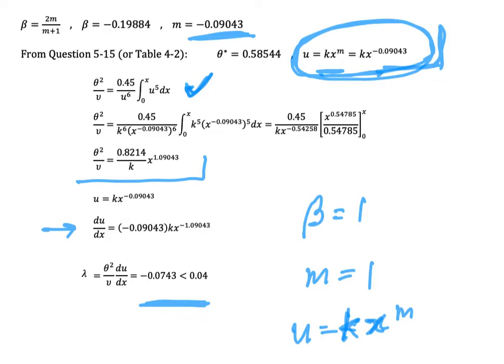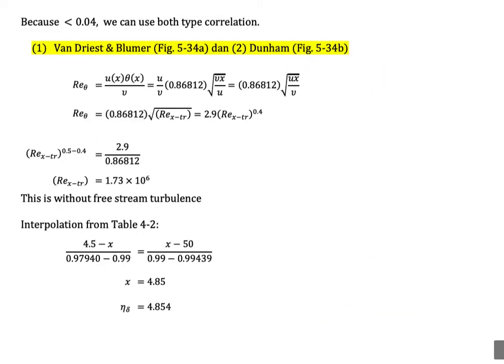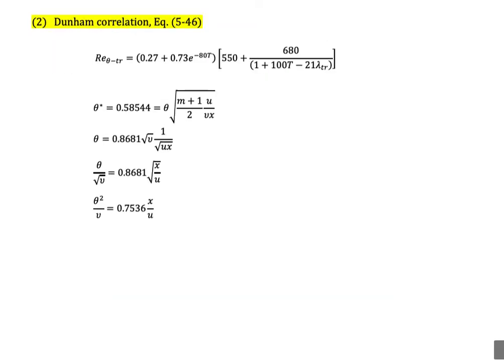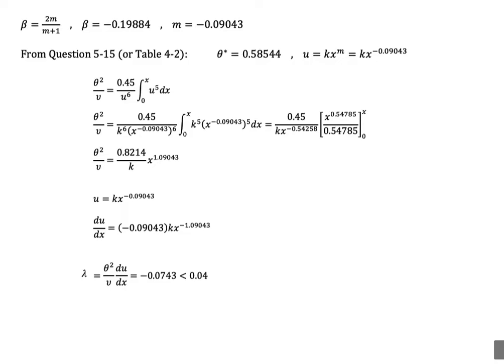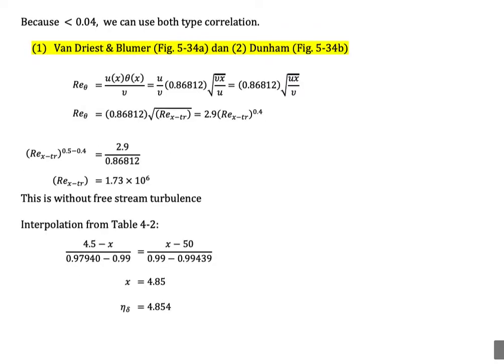So here we need to make some decision. Because the value of lambda is less than 0.04, we can use both types of correlation. One is Van Driest and Blumer, and the other one is the Dunham correlation. So we have two equations that can be used. We go for the Blumer first.